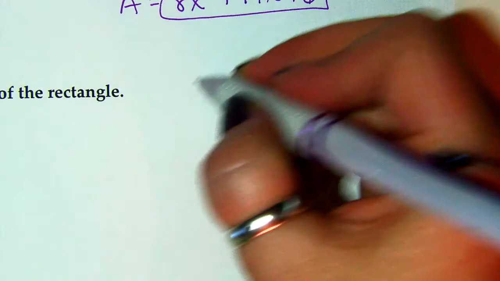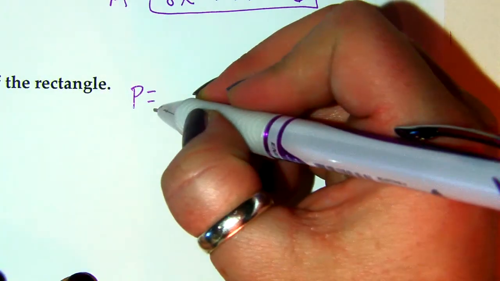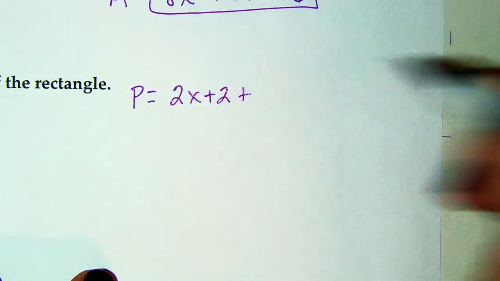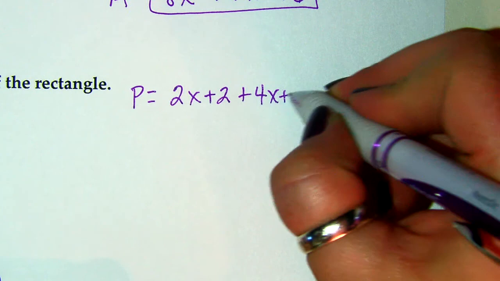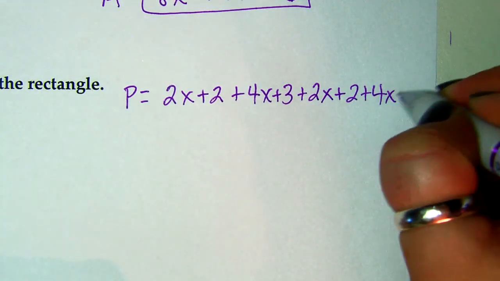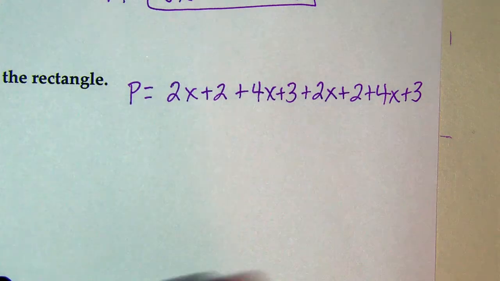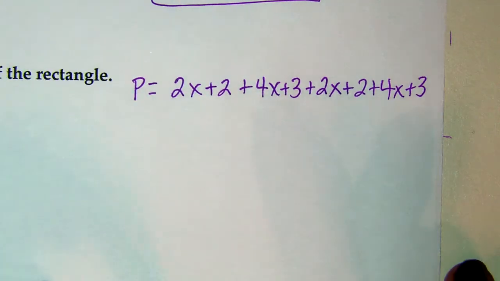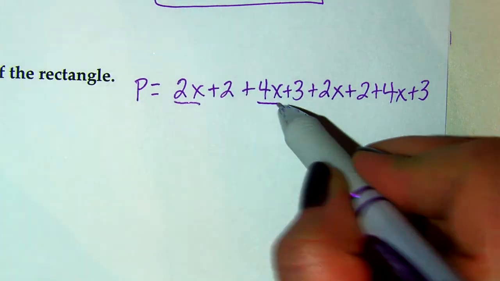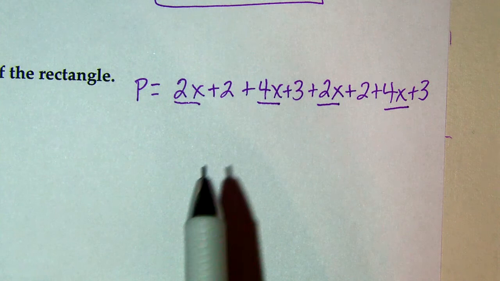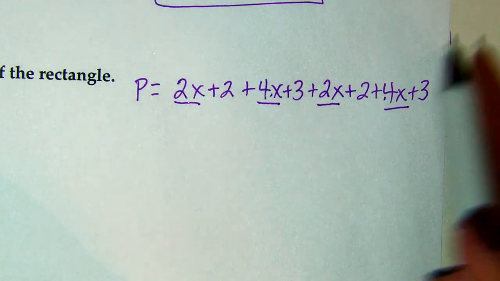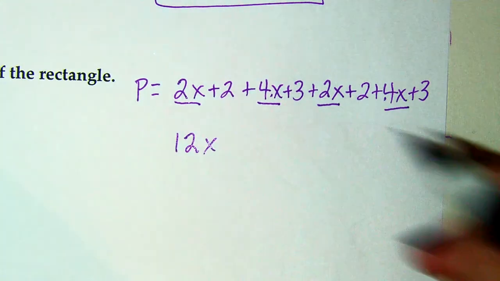So P equals, start on any side that you want to. I'm starting on the left. 2x plus 2 plus the top, 4x plus 3 plus the right side plus the bottom. So because these are adding and not multiplying, we're not distributing anything. We're just going to combine like terms like we did in lesson 1. So we've got a 2x, a 4x, a 2x, and a 4x. All of those match. So 2 plus 4 is 6, plus 2 plus 4, so that's 6 more, so 12. 12x, and then add up all the numbers.